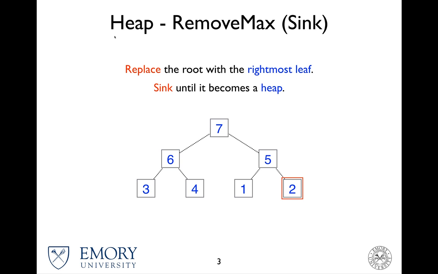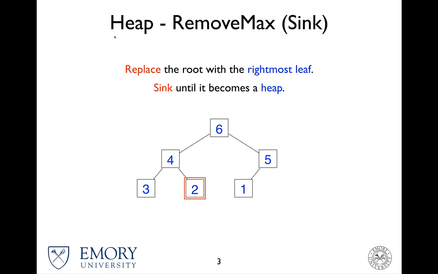You swap the root node, which is 7, with the rightmost leaf, which is 2, like this, and 7 gets removed. Now 2 does not satisfy the heap property, so you have to sink it to make it a heap. Compare 2 with its two children and find which has the greater value, which in this case is 6. So you swap with 6. Now compare 2 with its other children, and 4 is greater, so you swap with 4.